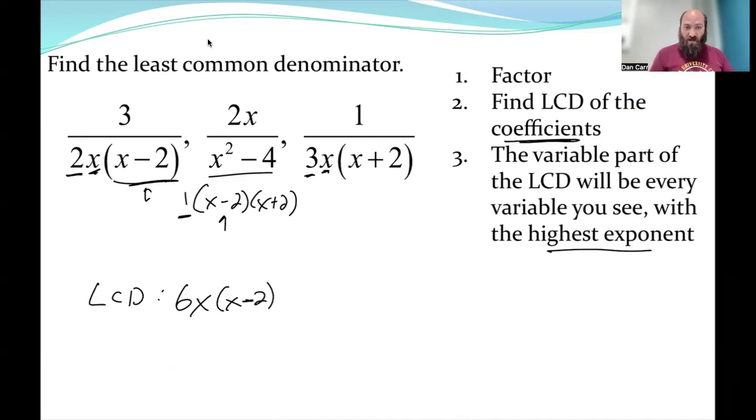I have x minus 2 as part of my LCD. I also have an x plus 2, which is also here and here. So that's a part of my LCD. So this is the entire least common denominator. It's made up of 6, x minus 2, and x plus 2.